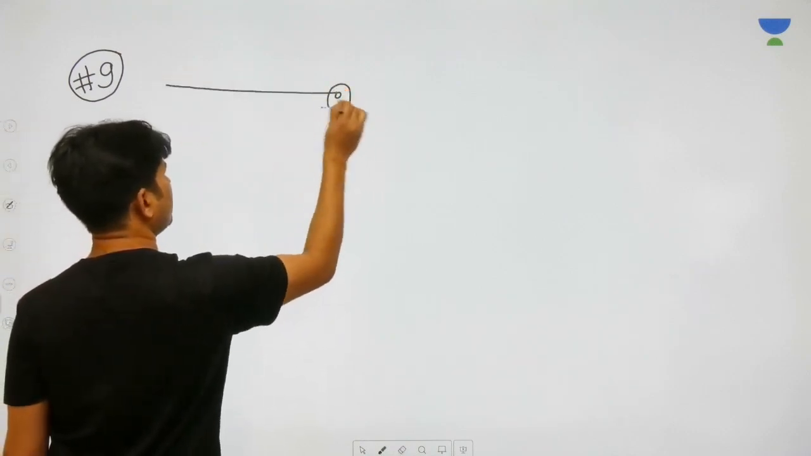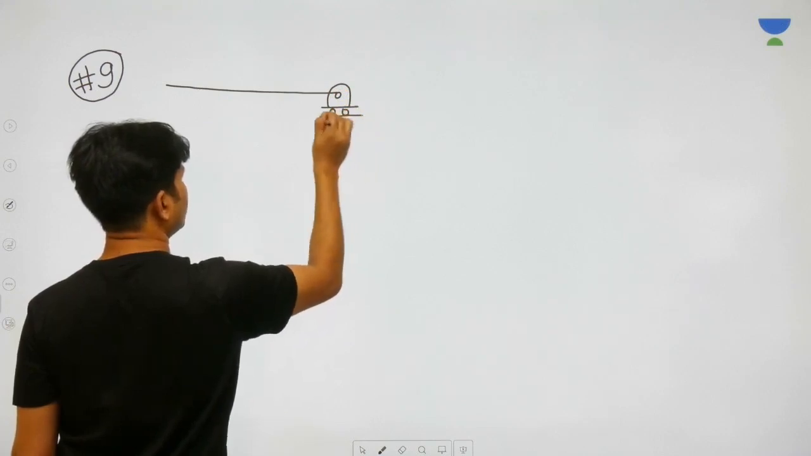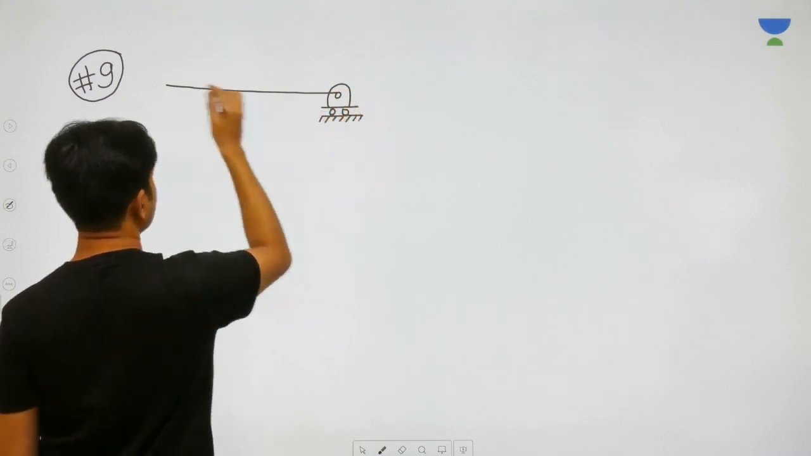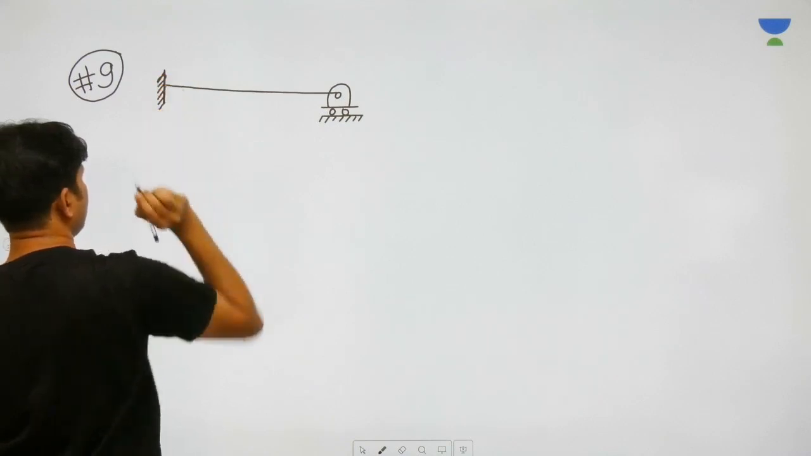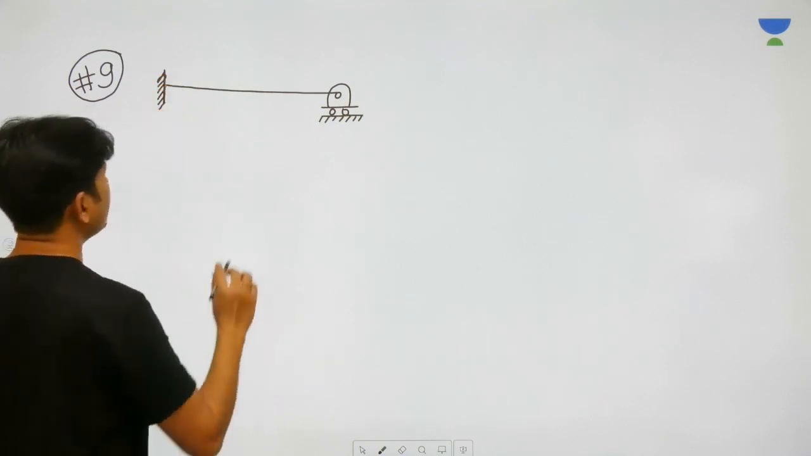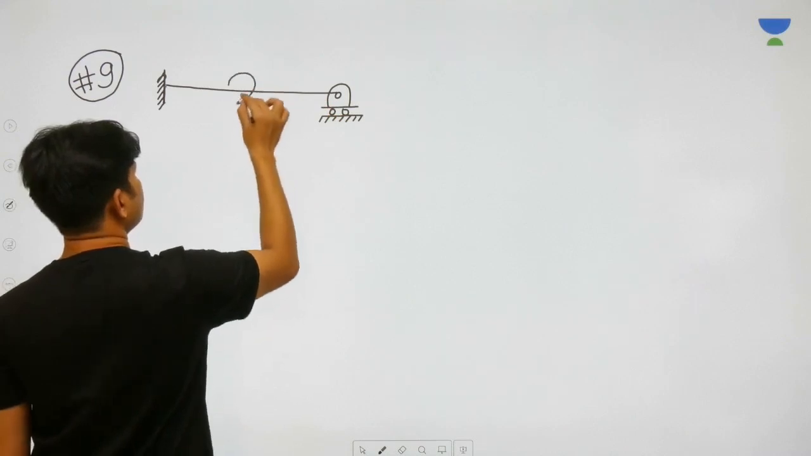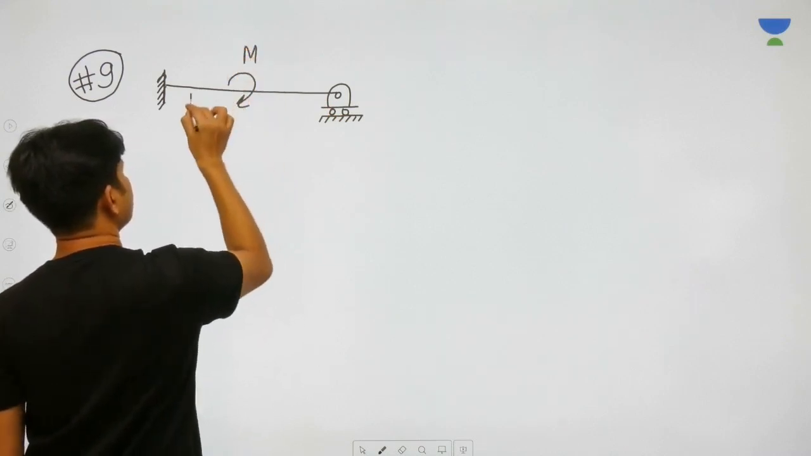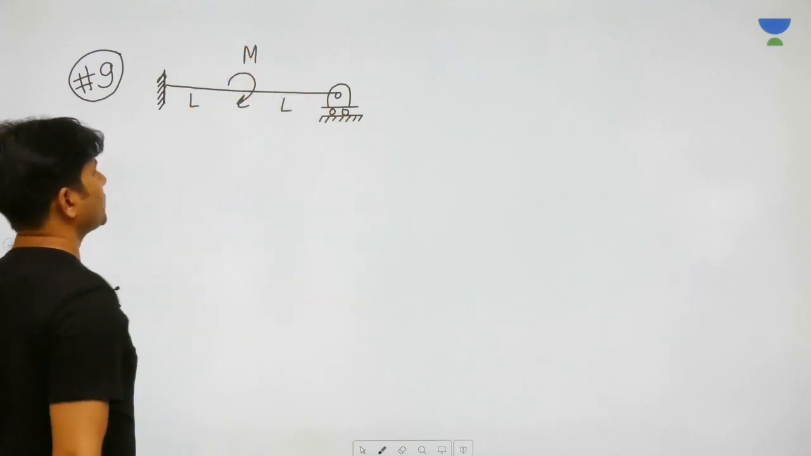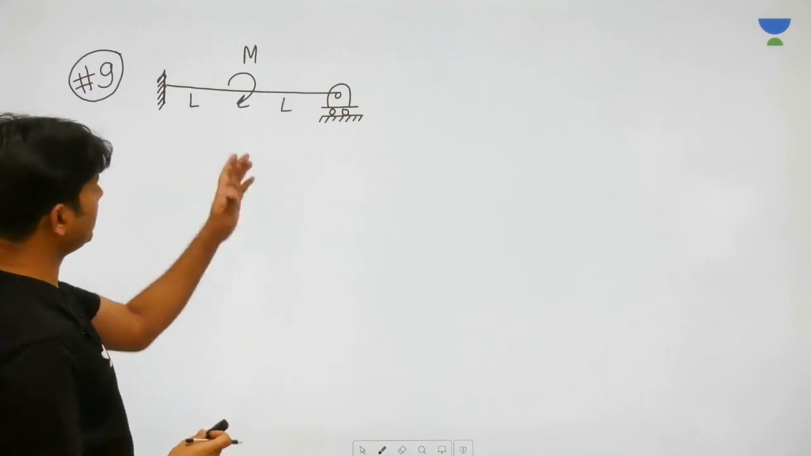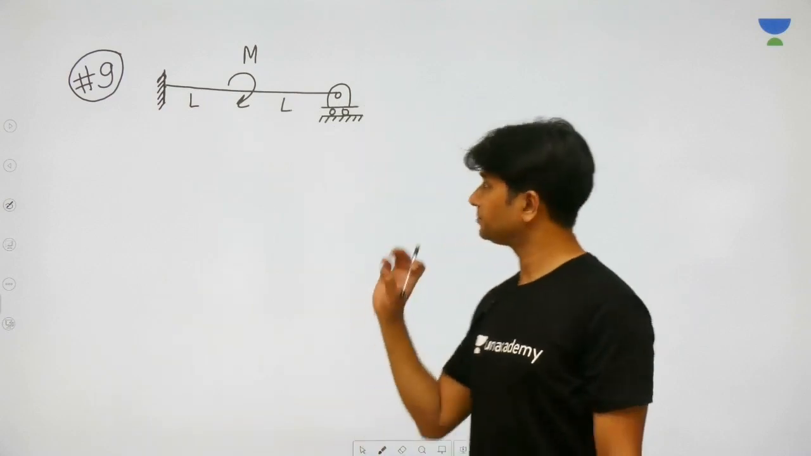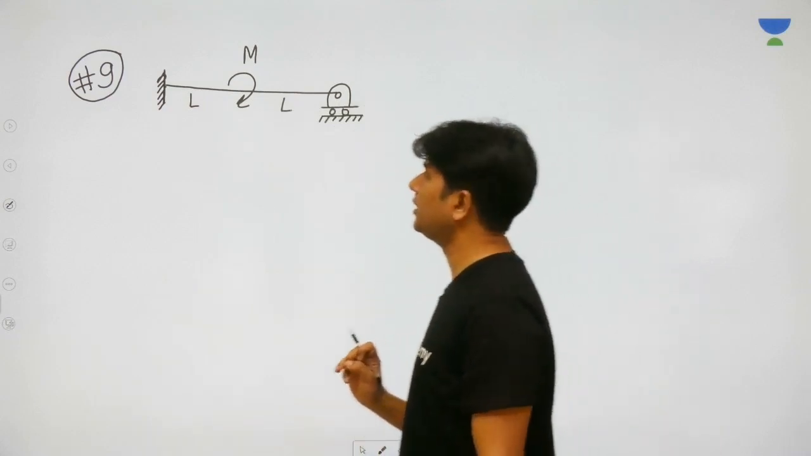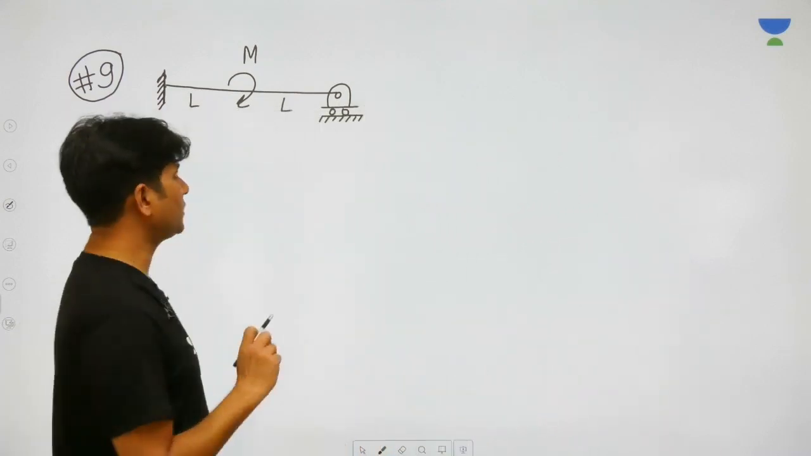Propped cantilever beam is what? Again, in part 1 of this series I have already described it, and I have solved a GATE problem based on propped cantilever. So suppose we have this propped cantilever, and suppose this particular propped cantilever is divided into two lengths, L and L, and at the midpoint a concentrated couple is being applied.